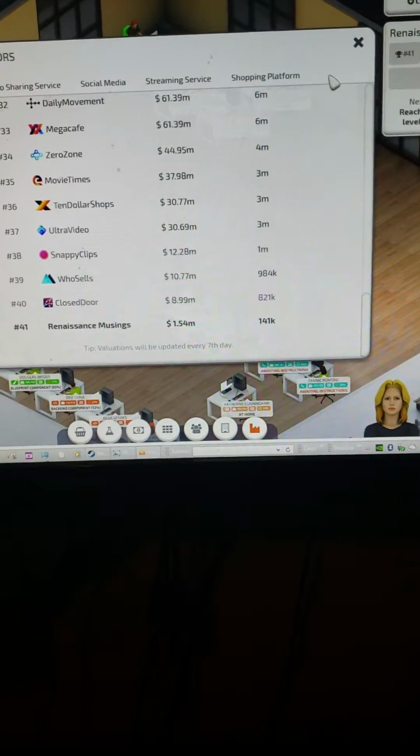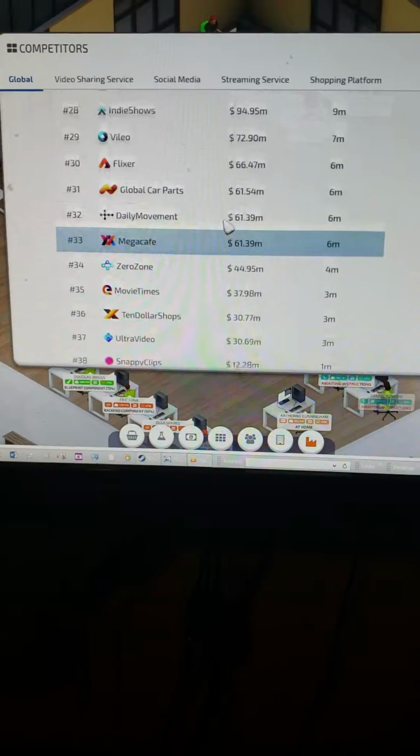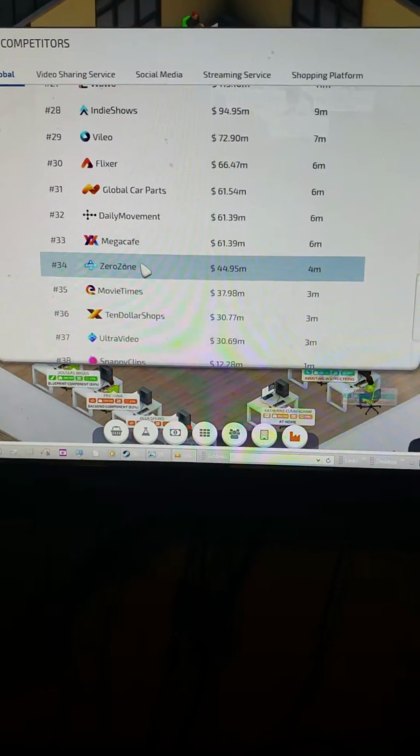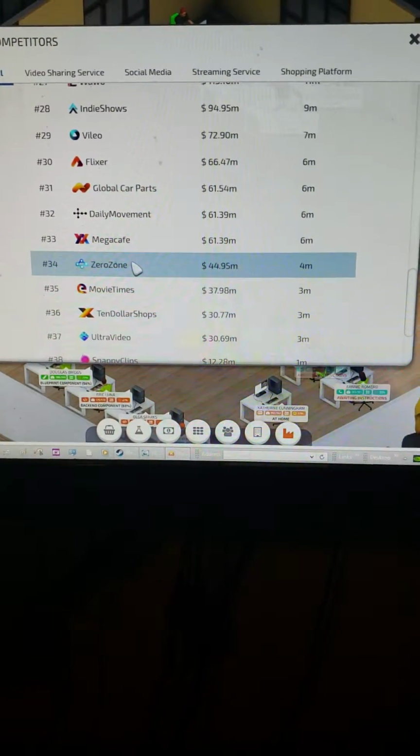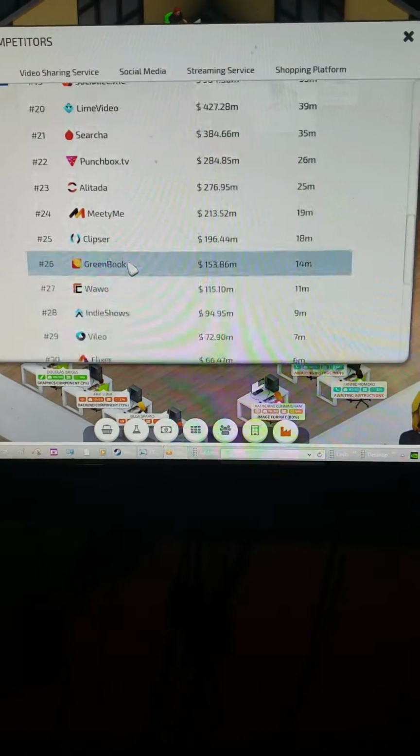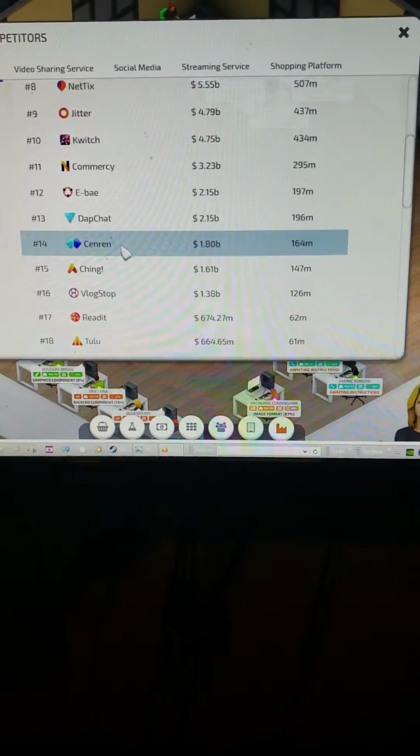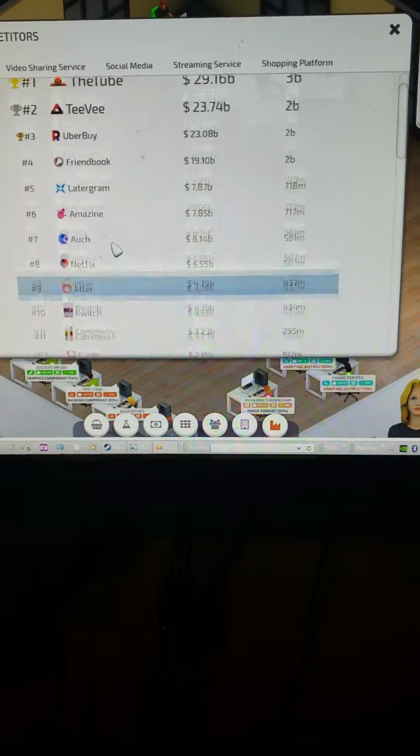I don't remember. I love these names though. They're so funny. I'm thinking about adopting Zero Zone for myself. That's funny because my handle is Zero. Literally it's Z0, but that's pretty cool.